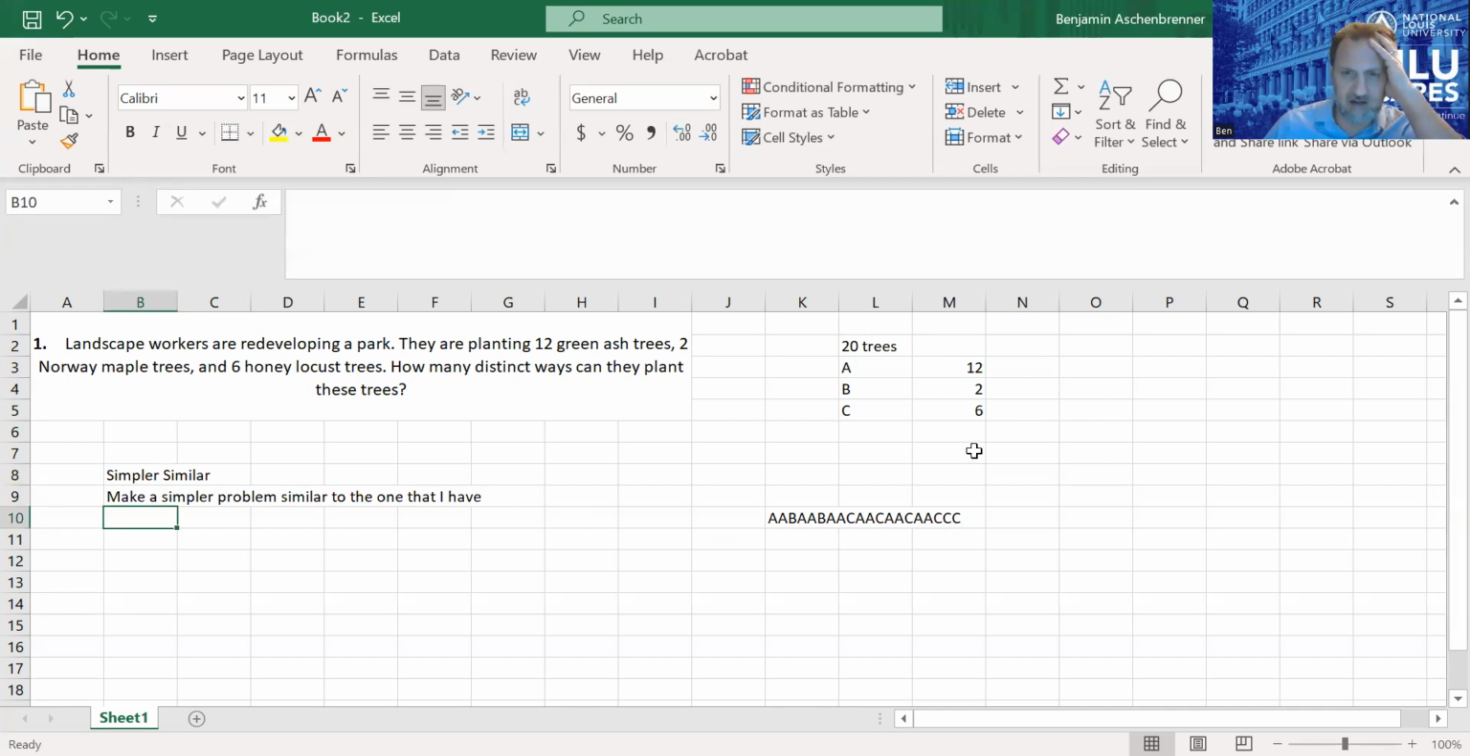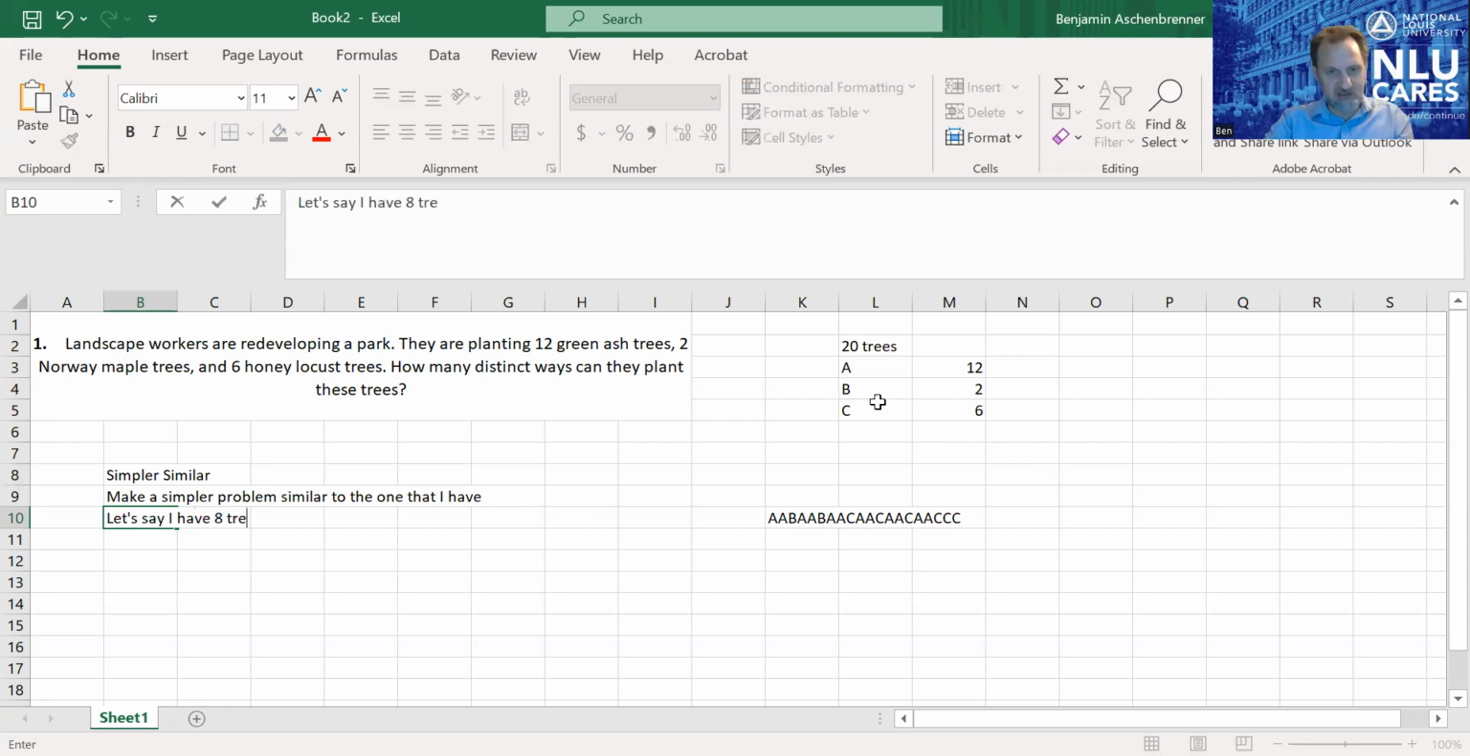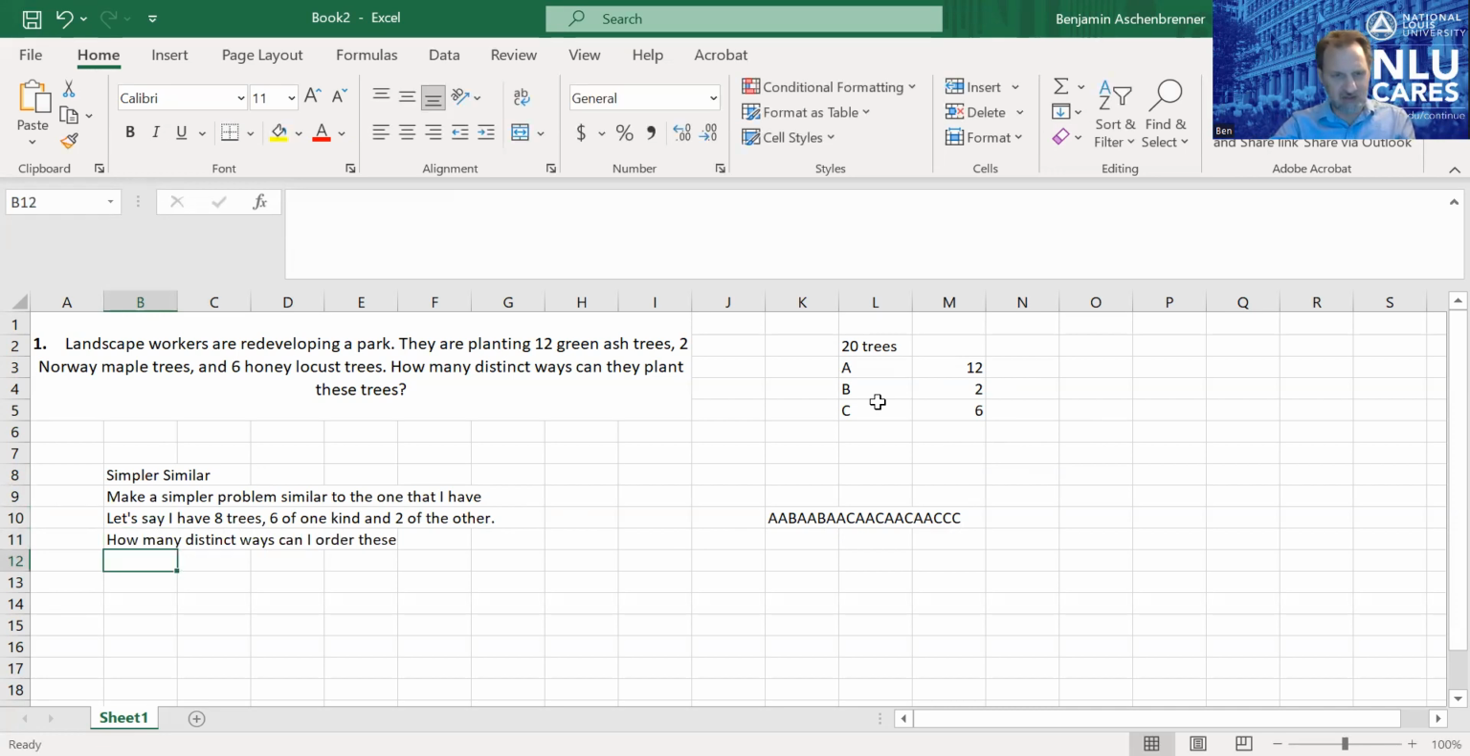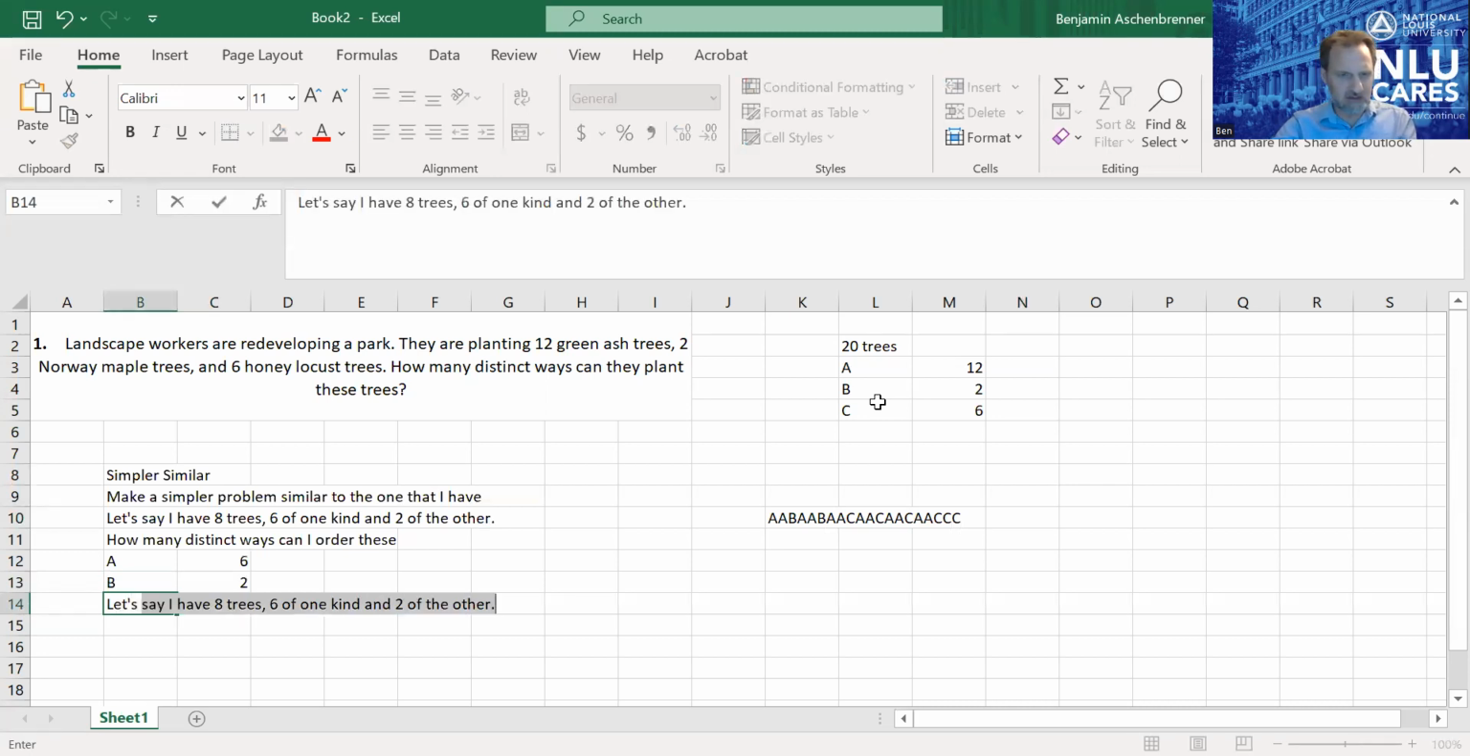So I'm going to take A out of it for now. Let's say I have 8 trees, 6 of one kind and 2 of the other. And how many distinct ways can I order these? All right, so now let's go back to my A's and B's here. A is 6 and B is 2. So let's start with an A tree. I'm going to do a branching technique here, and then let's start the B tree.